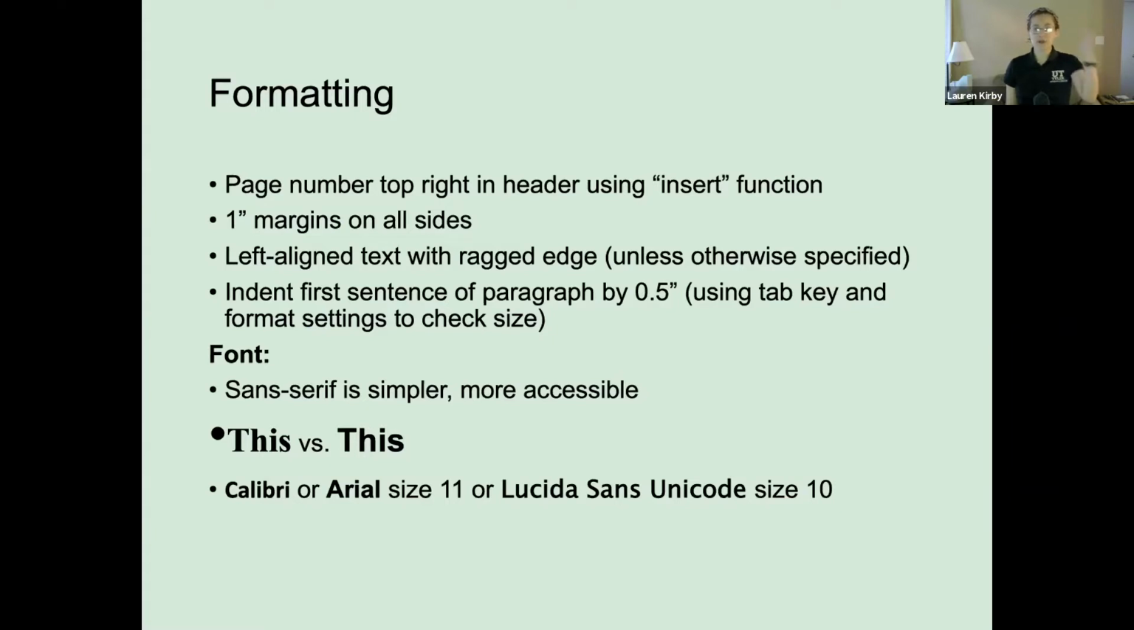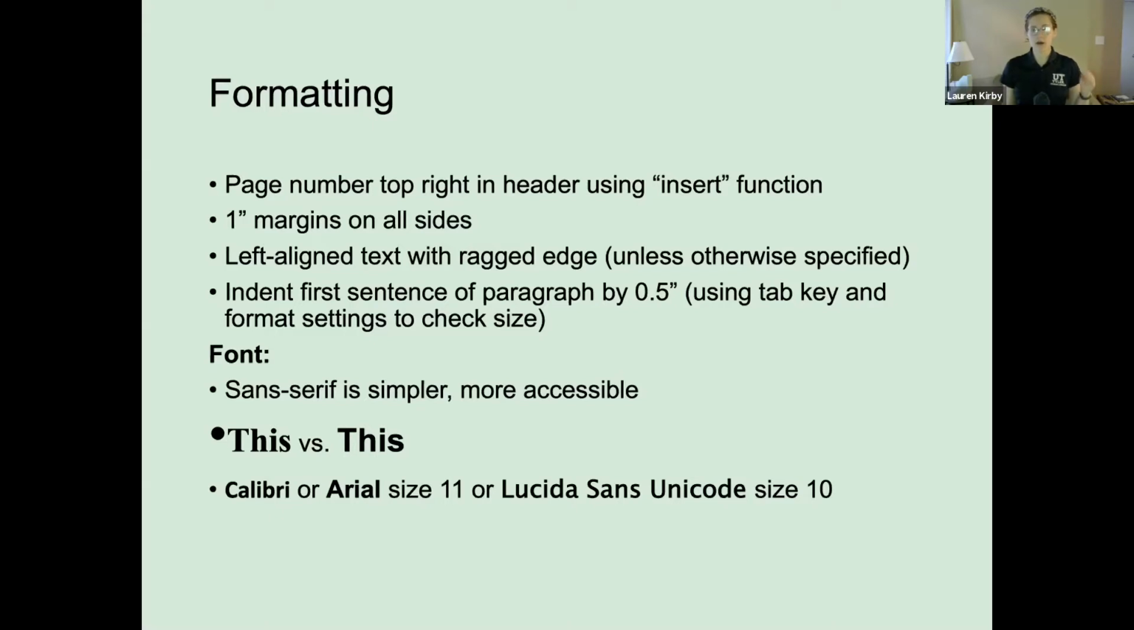You need left aligned text with a ragged edge unless otherwise specified, meaning unless it's centered, it needs to be left aligned with the ragged edge, not the one that's like a newspaper where it fills up the entire width of the page. You need to indent the first sentence of every paragraph except the one in your abstract. Everything else, you're going to indent the first sentence of the paragraph by 1/2 inch.